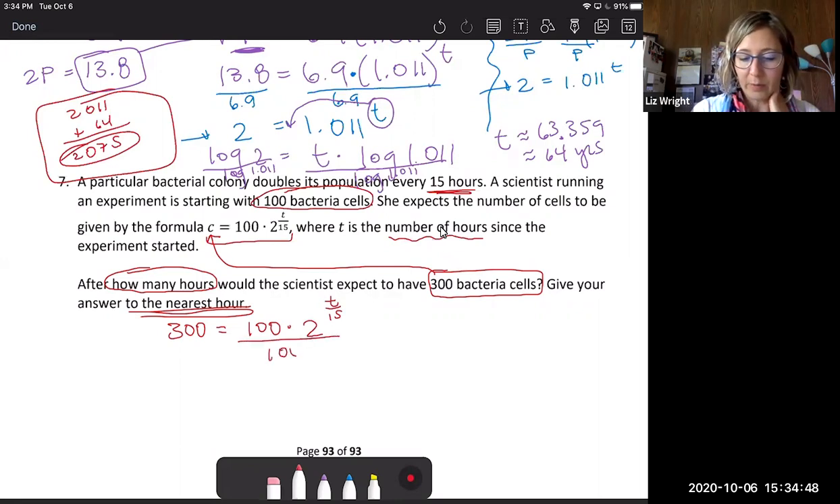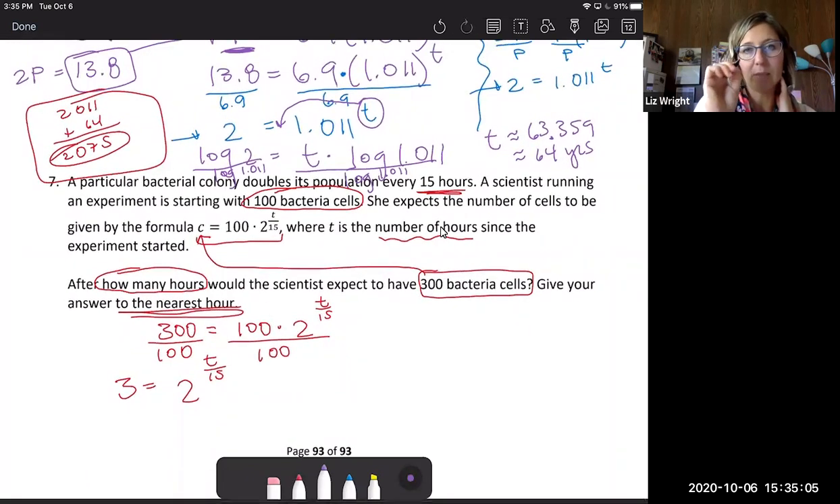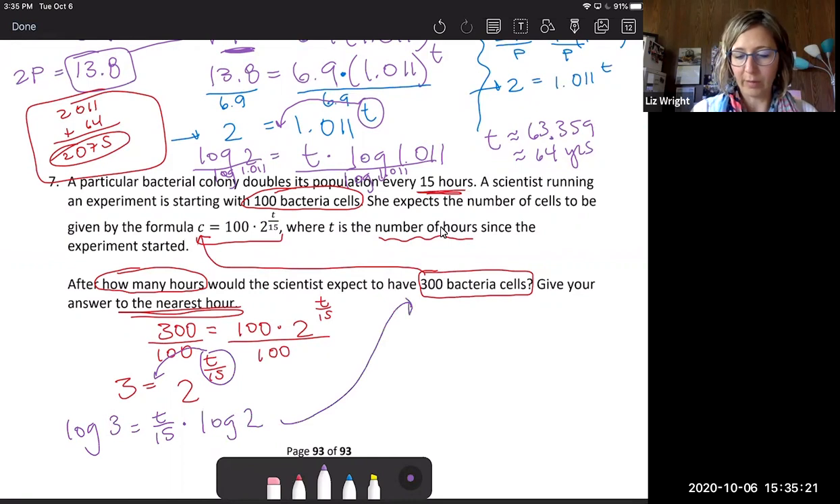So we're going to first divide both sides by 100. Then we're going to get 3 equals 2 to the t over 15th power. Again, how are we going to solve for that t in the exponent? You should be taking the log of both sides, which allows us to bring that exponent down. So we're going to have log of 3. I'm going to go ahead and bring it down in this step, knowing I'm taking the log of both sides, equals t over 15 times the log of 2. Then I'm going to divide both sides by log of 2.